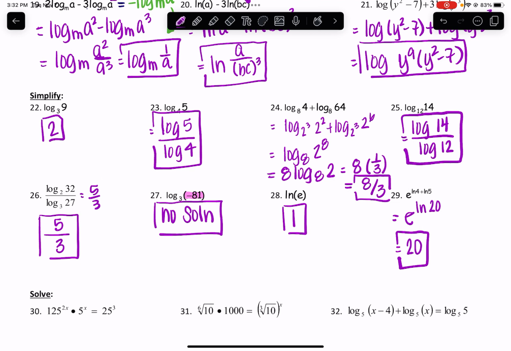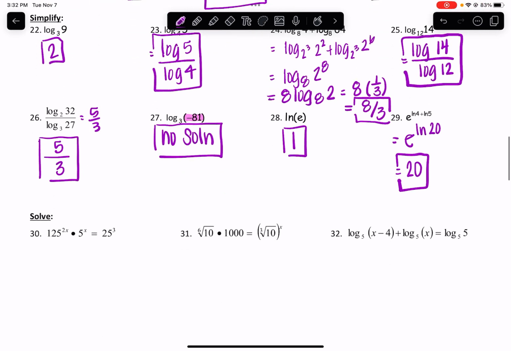So all of these either use some sort of properties. This one, number 24, used multiple. 24 was the hardest on that. But other than that, they were pretty good.